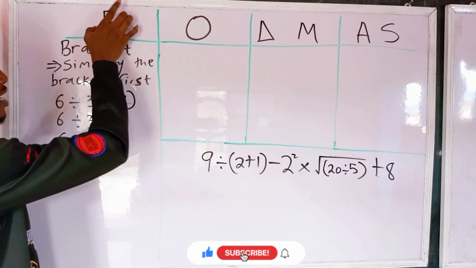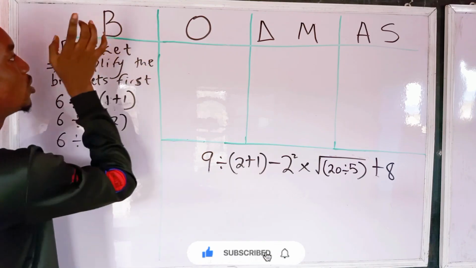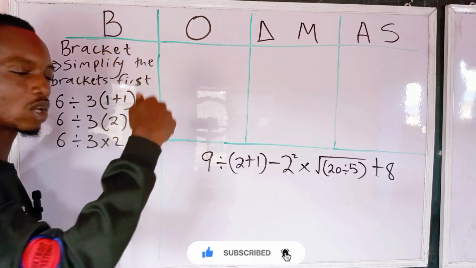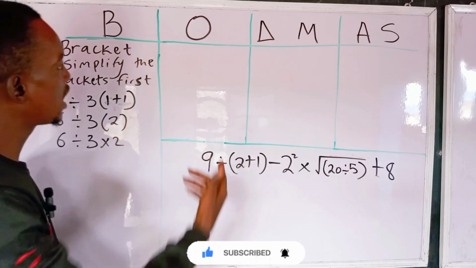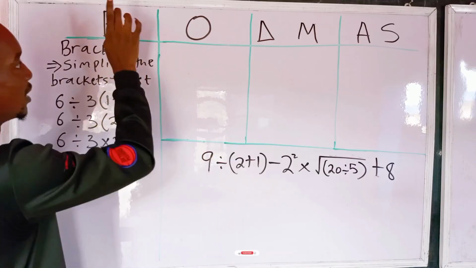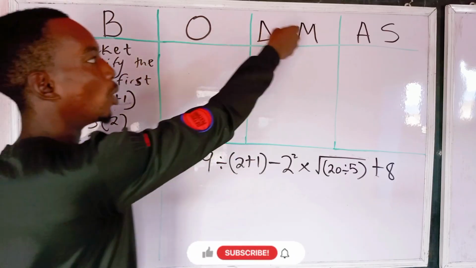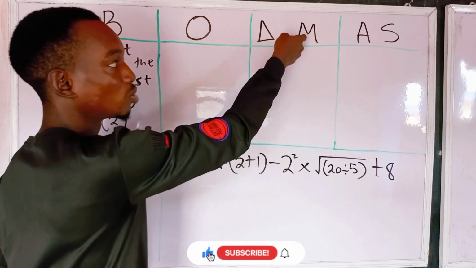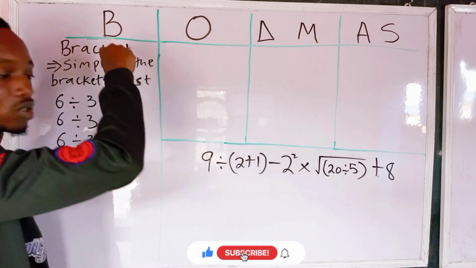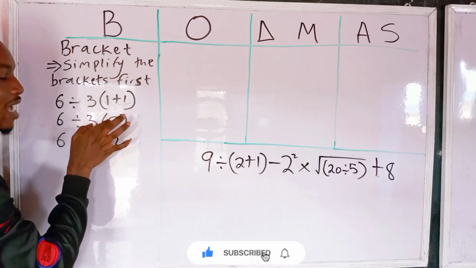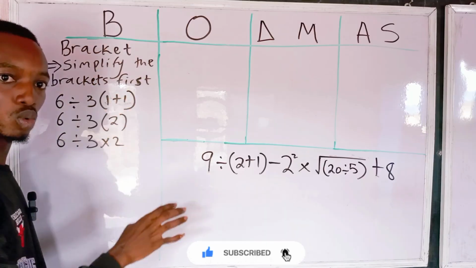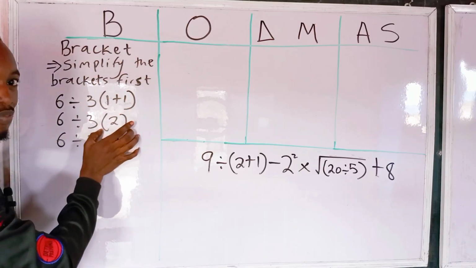No, the bracket here is simplify first. It loses its priority when its content can be simplified further. If its content can be simplified further, it has lost its priority and become multiplication here. So whatever you do to multiplication here, you do it to this too. That means this one here is assumed to be multiplication, 3 times 2. So it has lost that priority of brackets.